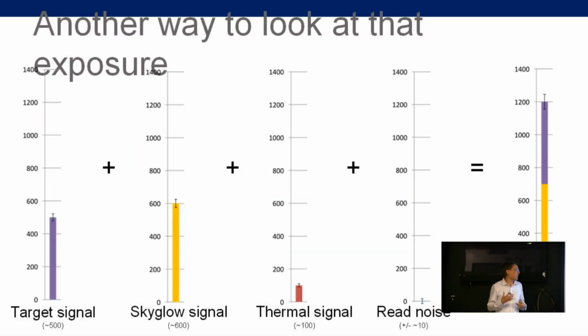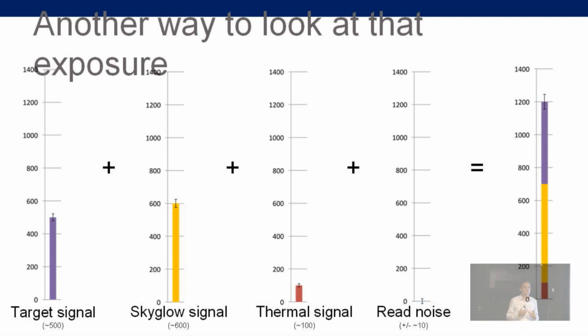So another way to look at this, I'm a pretty visual learner. I like to plot it out. So in our first example, we only had this target signal. And with that target signal, it had a tiny error bar on it, right? So that error bar, in the case of this, was the square root of 500. But now we've added in another signal, sky glow, that's 600. We've added in the thermal signal of 100. Each of those has its own error bars on it. We're not certain about what the true value is, and each time we measure it, it's going to be a little different. And then you've got this pure error term, read noise. That's just error that gets added on. That's your per exposure penalty, basically.